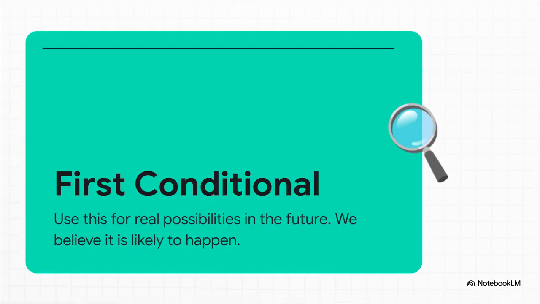Next up, we have the first conditional. Now, this is what we use for real future plans and possibilities. These are things we think have a really good chance of happening.